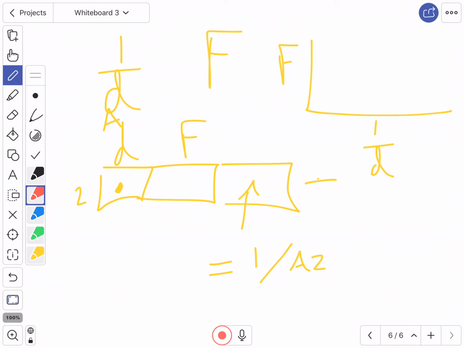Mr. Ellis, which axis was the 1 over distance supposed to be on? That should be on my x-axis. Okay.